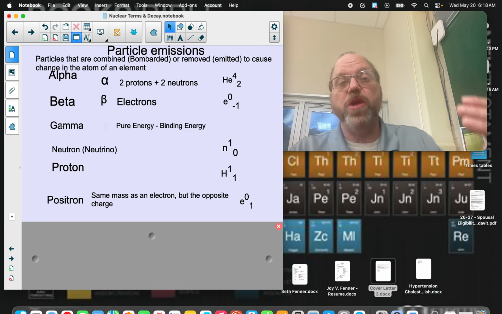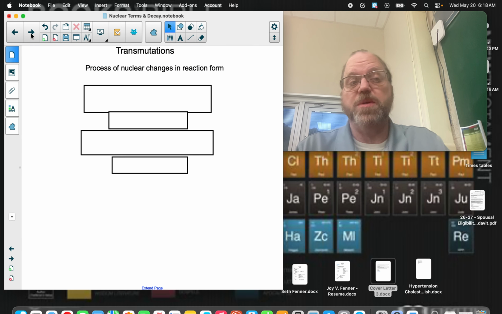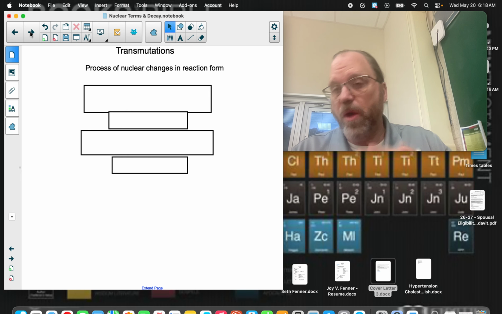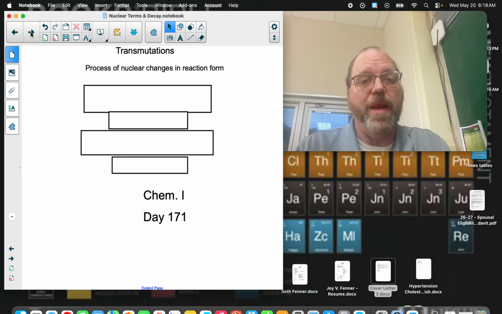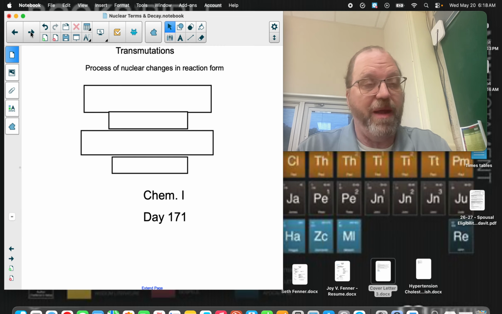And these are what we use in something referred to as transmutations. Now, transmutations are processes of nuclear change in reaction form. I'm going to go through it real quick, like we did discuss it last year in Chem 1. So if you want to go back into my playlist, Chem 1 Day 171, I have a full video about transmutations and how they work.